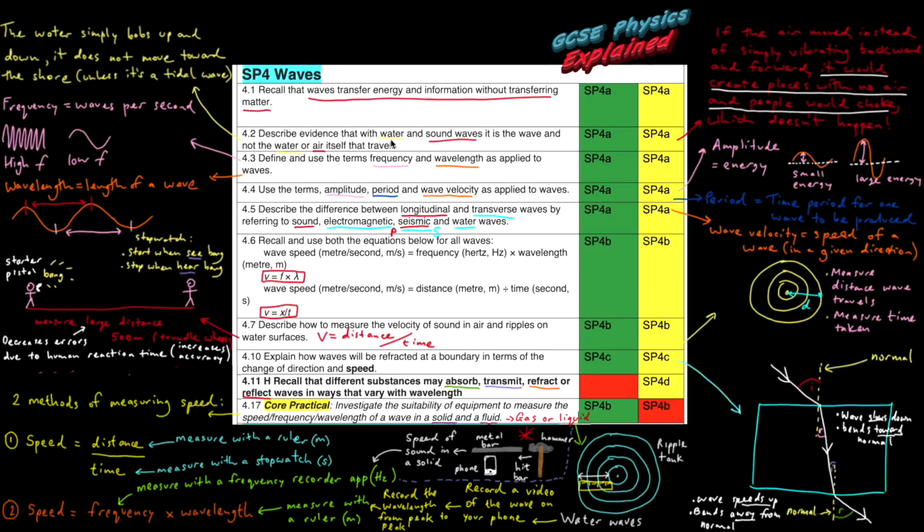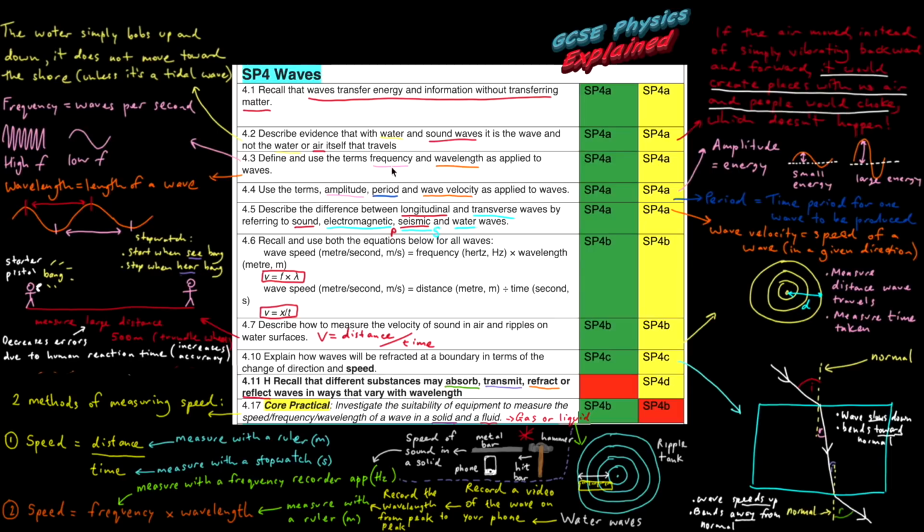Describe evidence that with water and sound waves, it is the wave and not the water or air itself that travels. In other words, the water simply bobs up and down. It does not move toward the shore, unless it's a tidal wave, of course. And air, well, if the air moved, instead of simply vibrating backward and forward, it would create places with no air and people would choke, which doesn't happen. So if I'm talking to you, the air from my lungs doesn't actually go into your ears.